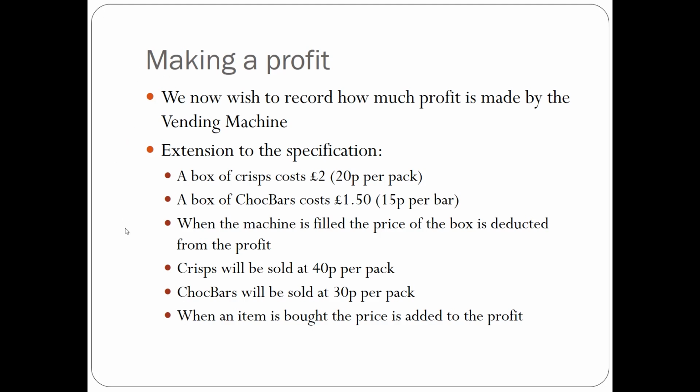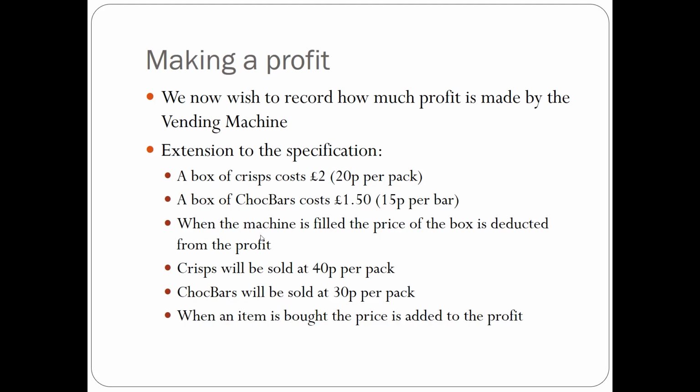So let's make the assumption then that when we buy a box of crisps to fill the machine, we spend £2. For a packet of 10 in each box, that costs us about 20 pence for every pack. Let's say then that a box of 10 chocolate bars costs us £1.50, in which case that's about 15 pence for every chocolate bar that we buy.